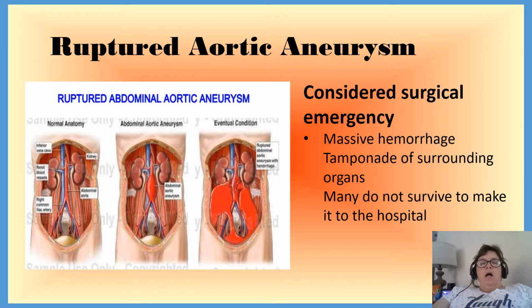Ruptured aortic aneurysm is a surgical emergency, and we've got a nice picture here of what our normal anatomy looks like. A picture with the aneurysm, and then if it ruptures, you see that blood fills that abdominal cavity. So they can start to tamponade those surrounding organs. And because it's fast bleeding from the aorta, it's a big vessel, many do not survive to make it to the hospital.